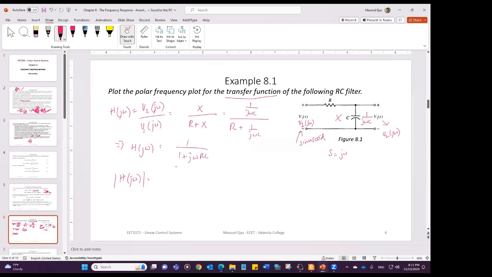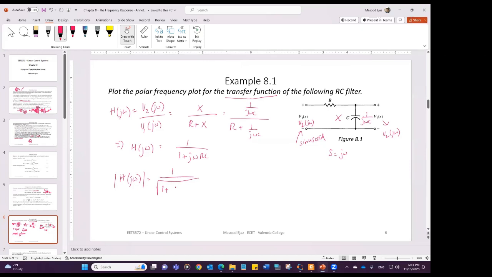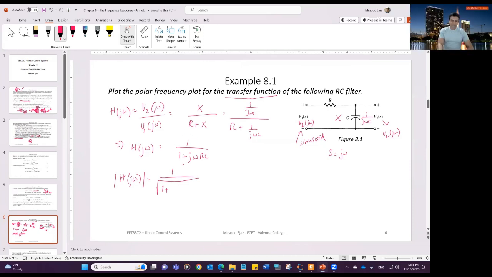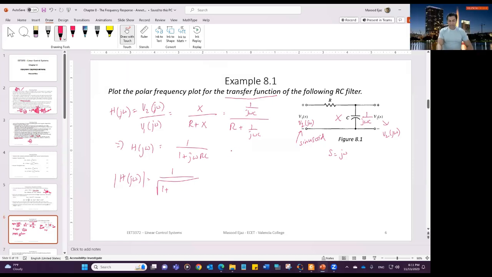1 over square root 1 plus omega over omega 1 squared. Omega over omega, where's omega 1? That's the part I don't really remember. I'm asking you this equation. I know what is omega 1. Okay. Just asking you for this equation. We'll come back to omega 1 in a little bit. But from this equation, what will be the magnitude?